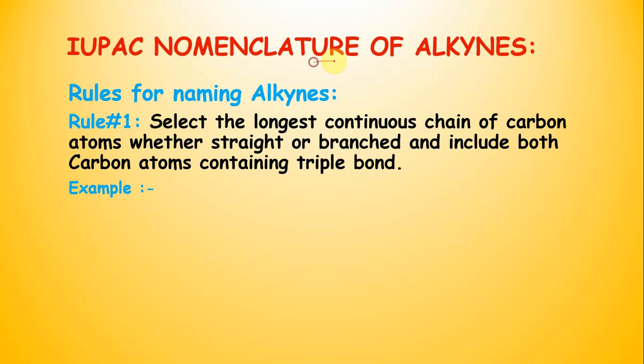IUPAC nomenclature of alkynes. As you know, there must be some rules related to this. So rule number 1 for the nomenclature of alkynes is to select the longest continuous chain of carbon atoms, whether straight or branched, that includes the carbon-carbon triple covalent bond. As we discussed in alkenes, the chain must contain the carbon-carbon double covalent bond. So here we will select the chain that must contain the carbon-carbon triple covalent bond.